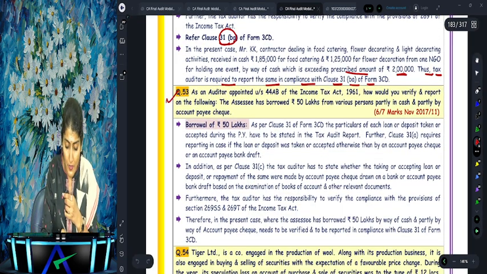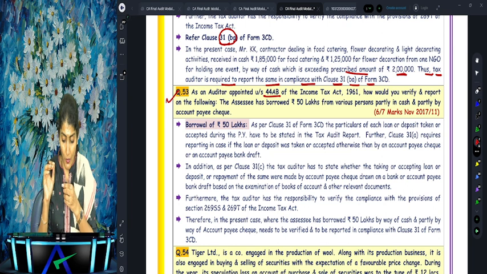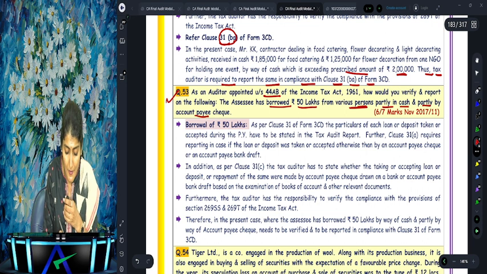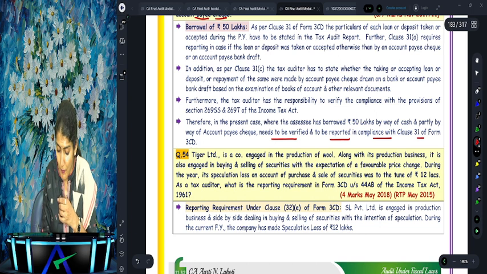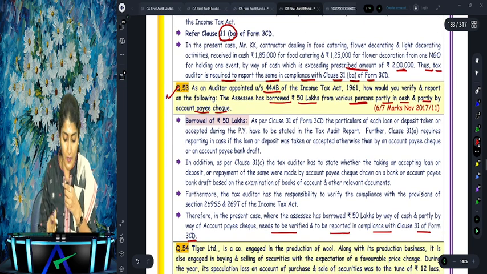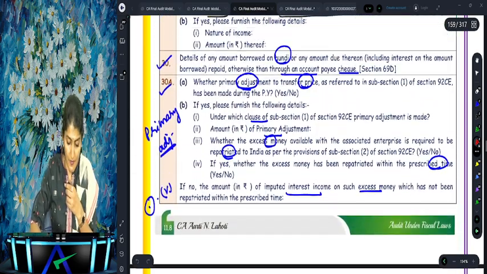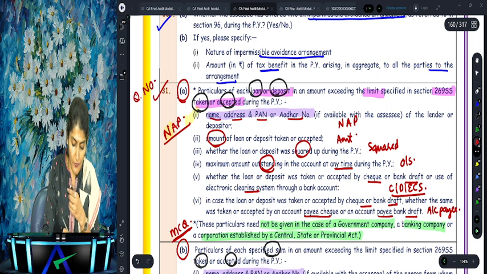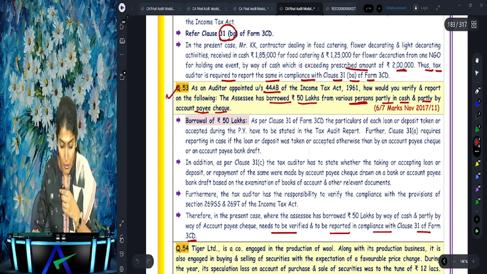And now, as an auditor appointed under section 44AB of the Income Tax Act, how would you verify and report on the following? The assessee has borrowed 50 lakh from various persons, partly in cash and partly by account payee cheque. So partly by cash, it needs to be verified and reported in compliance with clause 31 of Form 3CD. So that is question number 53. Where we have started with clause 31, can we also write down question number 53? Yes, that is regarding the borrowing of 50 lakh.